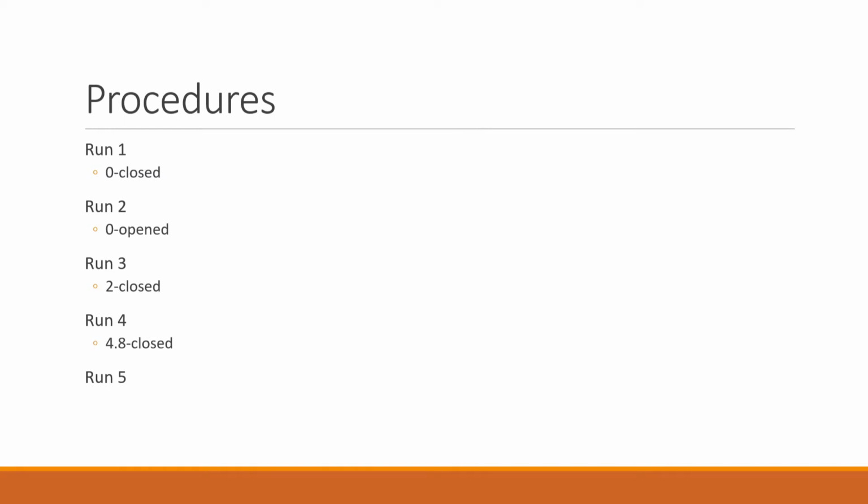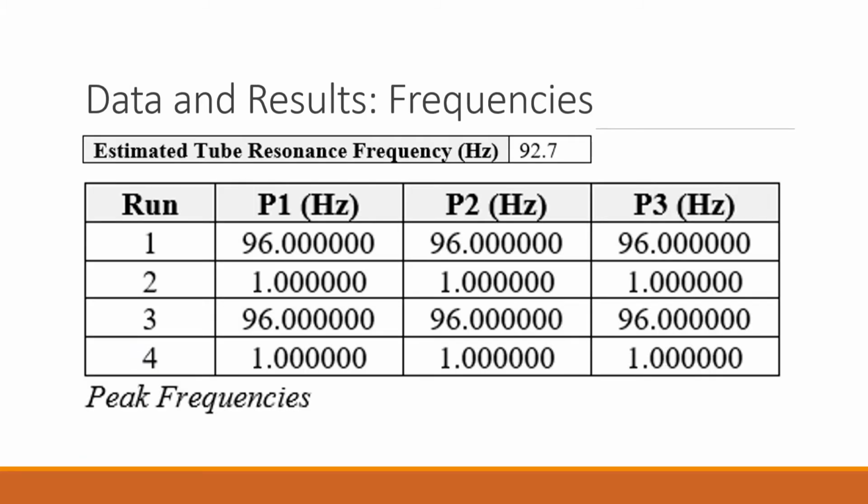The first run was performed with the flame at the 0-inch mark with the valve closed, and the second with the valve open. Run 3 moved the flame to the 2-inch mark and closed the valve again, and the fourth run was just raising the burner until there was no more resonance, and then collecting data from that point, which was 4.8 inches. Again, the valve was closed. Fifth run was just waiting to see at what point resonance would return, which came out to 1.2 inches, again under the same conditions. So now we go into our results.